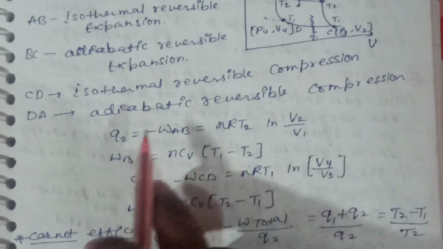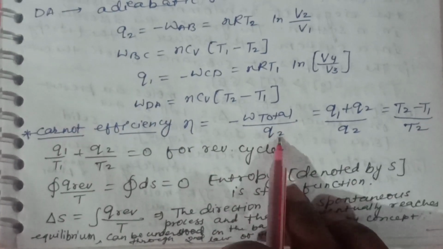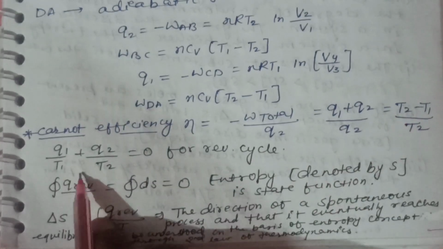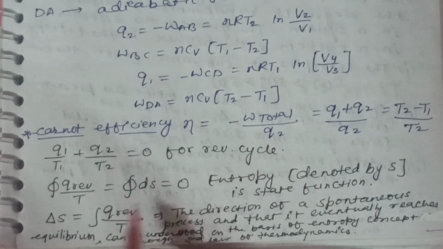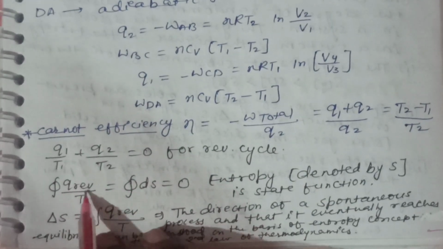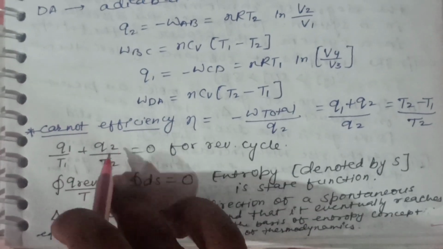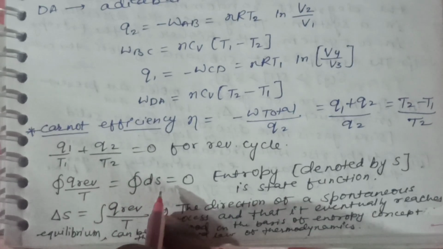Now Carnot efficiency eta is equal to minus W total upon Q2, which is equal to Q1 plus Q2 upon Q2, which is equal to T2 minus T1 upon T2. Q1 upon T1 plus Q2 upon T2 is equal to 0 for a reversible cycle. The cyclic integral of Q reversible upon T is equal to the cyclic integral of del S, which is equal to 0.